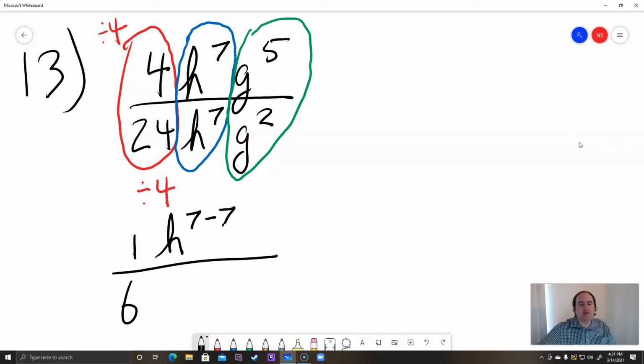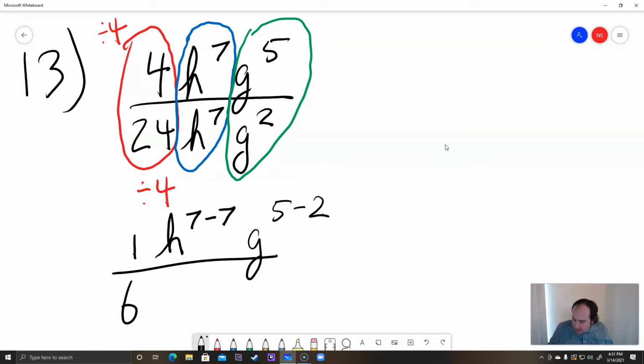Okay, and then the last thing we're going to look at are the g's. So for g, once again we're dividing, so we subtract the exponents, and the order matters, top to bottom, left to right. So we're going to be doing g to the 5 minus 2. Okay, so we have g to the 5 minus 2. And of course now we can simplify this a little bit.